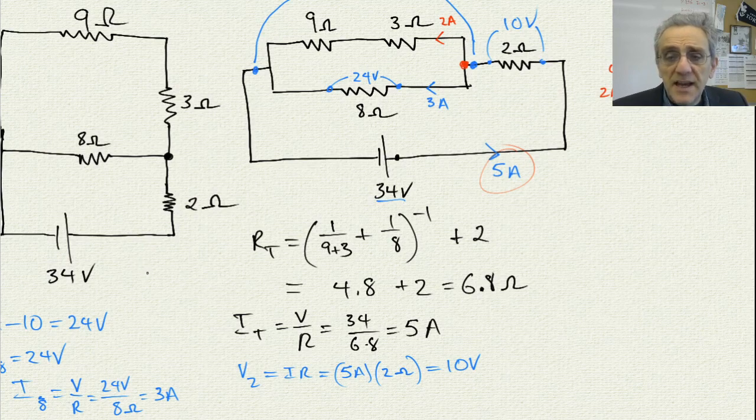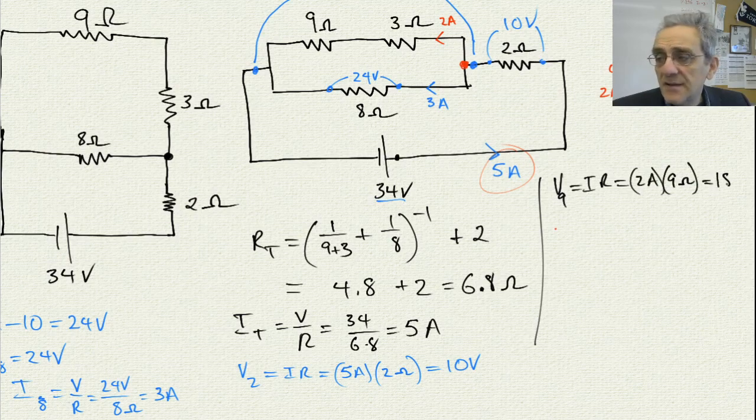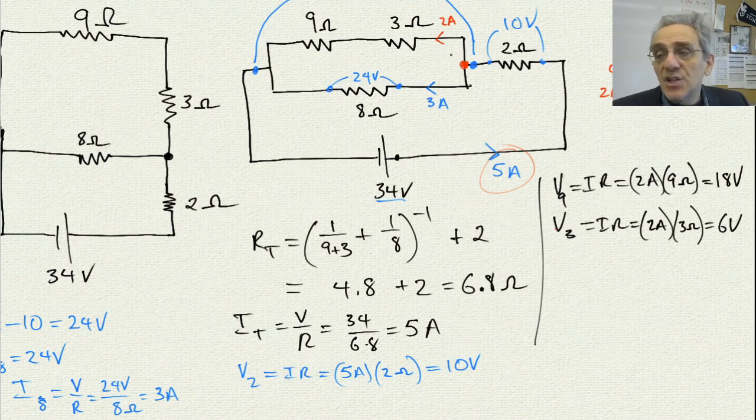I can simply state that, let's just do it over here, let's switch back to black. V9 is equal to IR, that's 2 amps times 9, which gives me 18 volts, and V3 is IR, that's 2 amps times 3 ohms, which gives me 6 volts. And notice that they add up to 24, as they should.